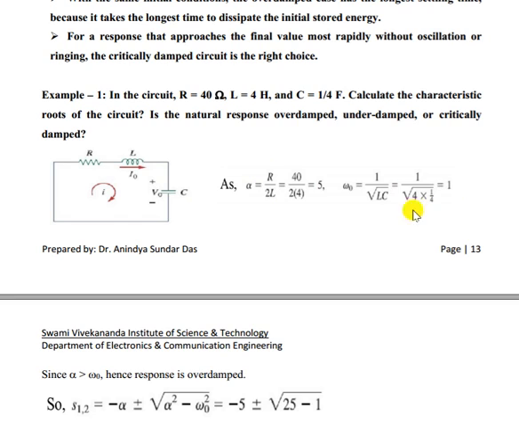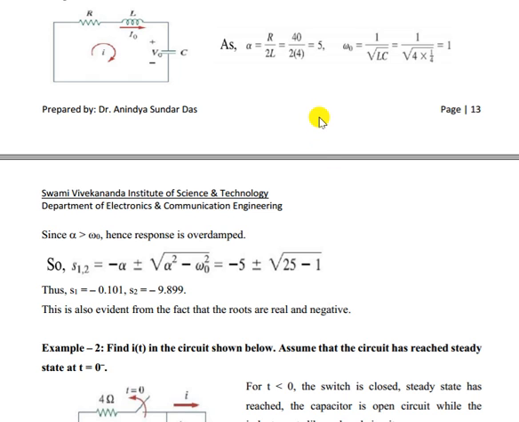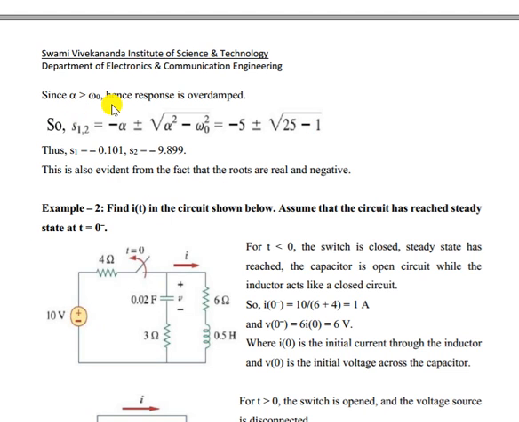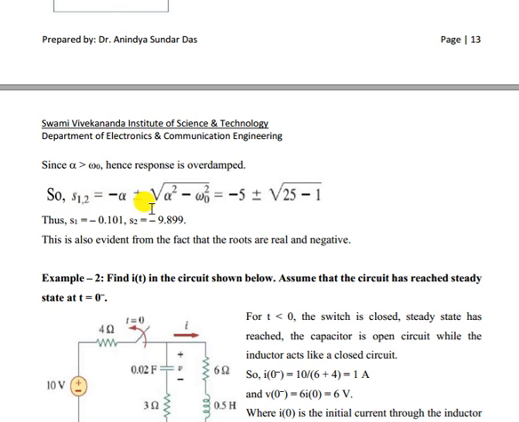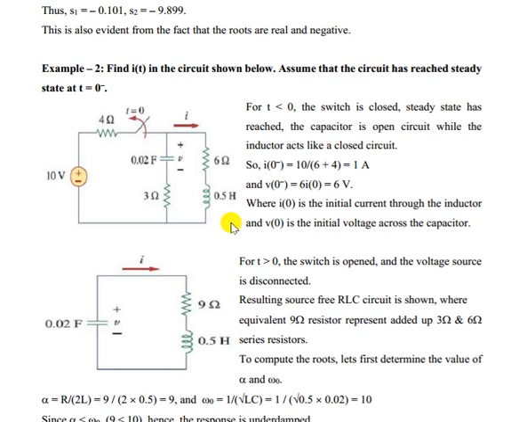Now you have to find out the condition, whether alpha is greater than, equal to, or less than omega 0. Here we can see that alpha is greater than omega 0, so the response is overdamped. Then we can find the roots S1 and S2, which are minus alpha plus or minus root over alpha square minus omega 0 square. So we get the S1 and S2 values. We can say this is the overdamped case, and the proof is that we have these two roots, real and negative.